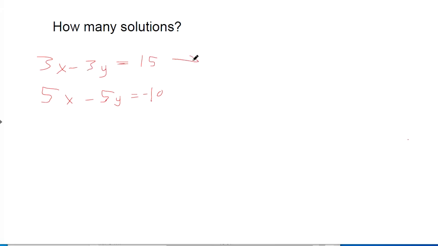So for this one, let's start putting this in slope-intercept form. I'm going to subtract 3x from both sides. And then I'm going to divide everything by that negative 3. So we have now positive y because everything's being divided by negative 3. 15 divided by negative 3 makes negative 5. And then negative 3 divided by negative 3 makes positive 1x. You can write 1x or just x.